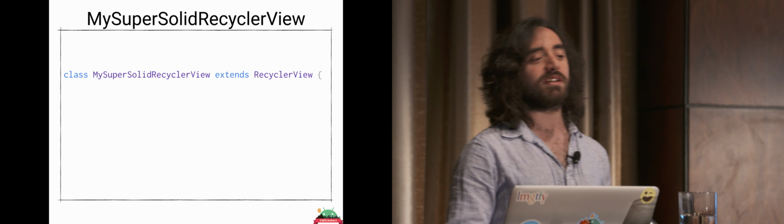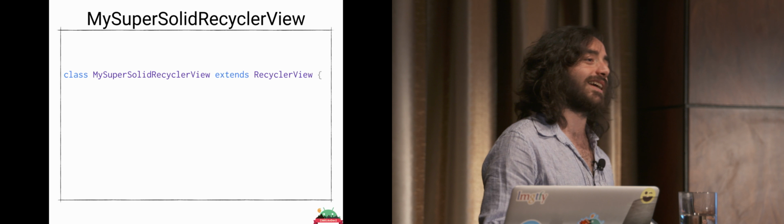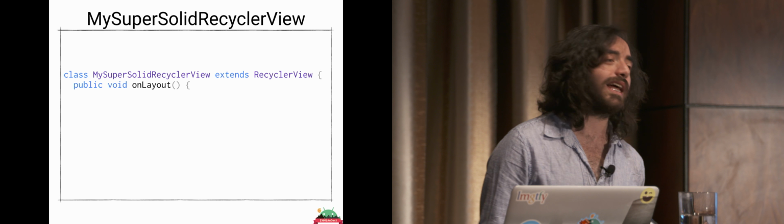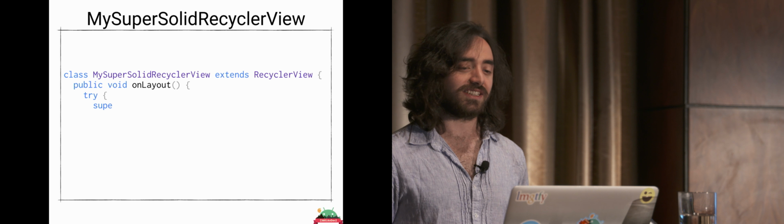First one, this is super sad. People create this thing called MySuperSolidRecyclerView, whatever that is. They extend RecyclerView. They override the onLayout method, and they just write this code.